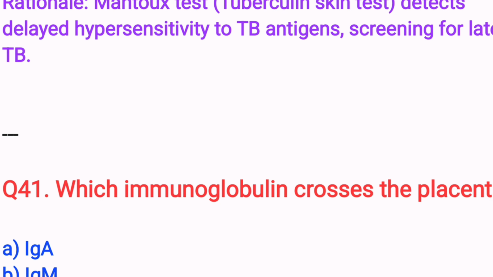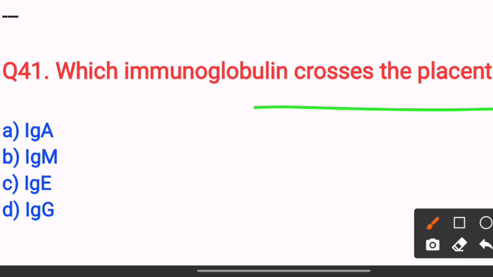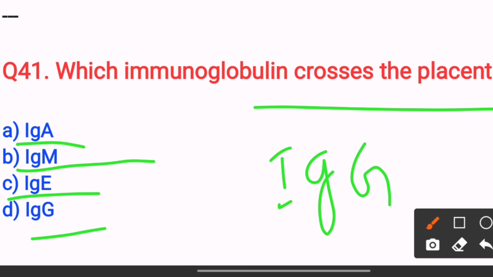Next, which immunoglobulin crosses the placenta? Option A, IgA, option B, IgM, option C, IgE, option D, IgG. The answer is option D, IgG. Option D is the correct answer.